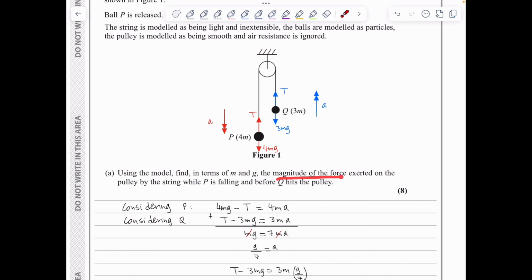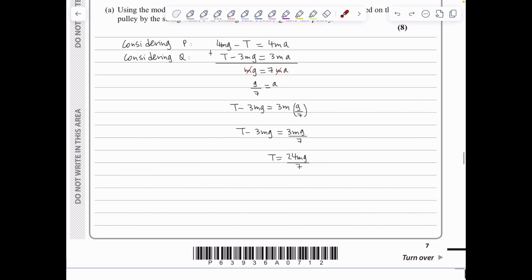Now that we've got the tension, let's go back to the diagram here. We are asked to find the magnitude of the force exerted on the pulley by the string. Now the pulley is over here. It's feeling a tension to the left pointing downwards and a tension to the right also pointing downwards. So we've got a total of 2 times the tension acting downwards, and this is the overall force acting on the pulley by the string, which is simply 2T, so 2 times 24mg over 7, which gives a final answer of 48mg over 7 newtons for the force exerted on the pulley by the string.